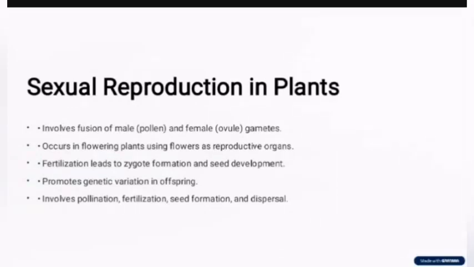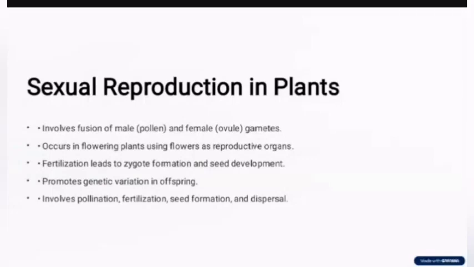That is pollination. When pollination occurs, the next thing that follows is fertilization. Don't worry, I'm going to get to those too. Just flow with me. Sexual reproduction occurs in flowering plants using flowers as their reproductive organ. Fertilization leads to the formation of zygotes and seed development. One of the importance of fertilization is that it promotes genetic variation in offspring.